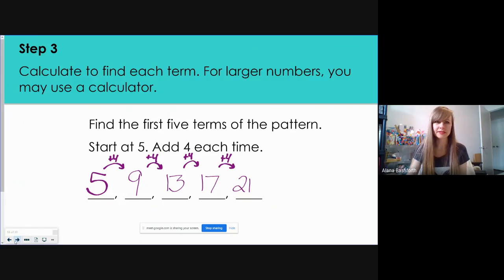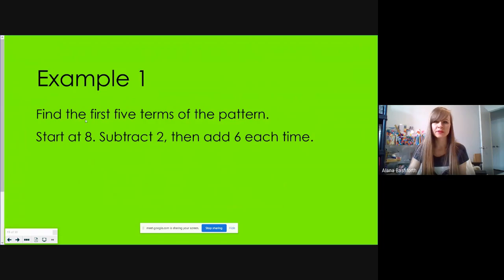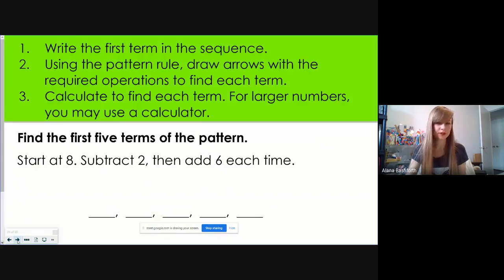We're going to look at another example here. The example is start at 8, subtract 2, then add 6 each time. So it's going to be a little bit more complex here. And so I've got the steps up top so that you can follow along. So the first thing we want to do is write the first term in the sequence. So we're looking at this first line, and it says start at 8. So that means that we're starting at 8.